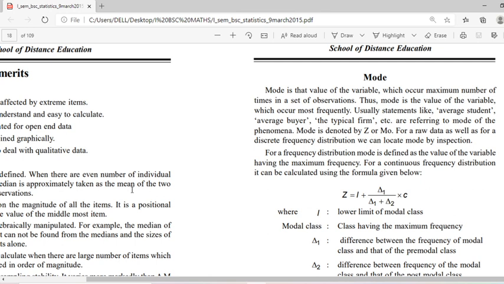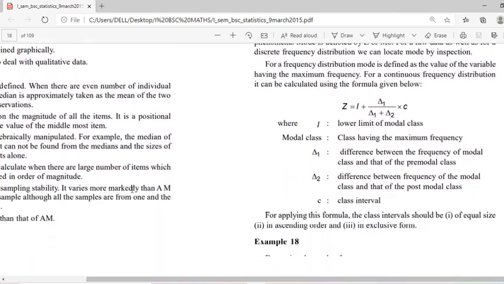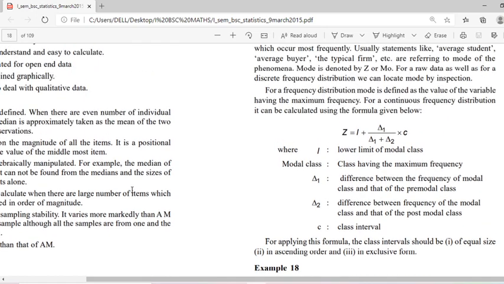Now we go to another measure of central tendency, that is mode. What is mode? Mode is the most frequent item. Mode is the value of the variable which occurs the maximum number of times in a set of observations. Suppose some observation is repeated frequently, that can be considered as the mode. So mode is the value of the variable which occurs most frequently. Let us look at some examples, and after that we will discuss class frequency data.